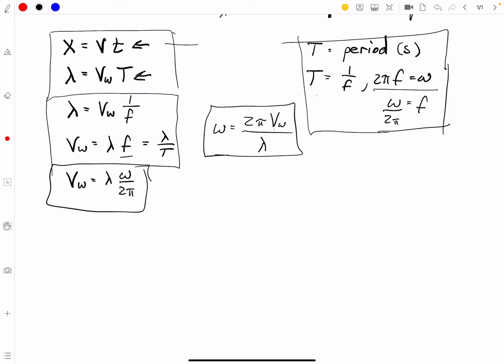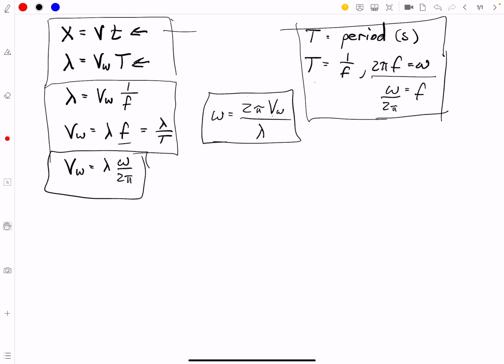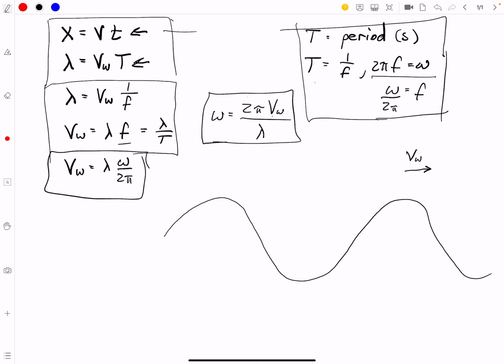Let's do an example. We'll leave these up here, and our example will have waves that are coming in, and it's waves in the ocean. They have a velocity of wave like so. Here's a crest, and the distance between those two crests is lambda.